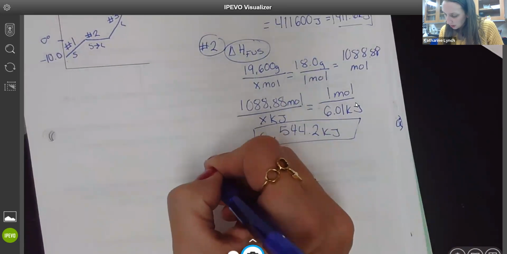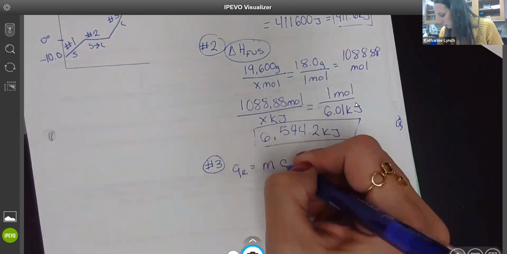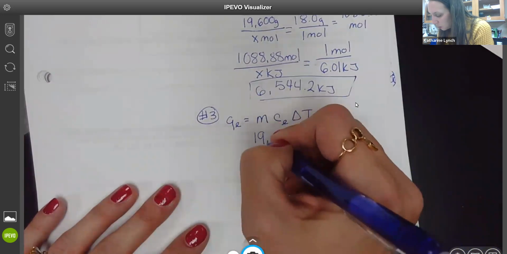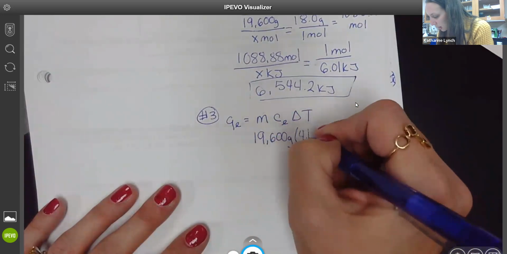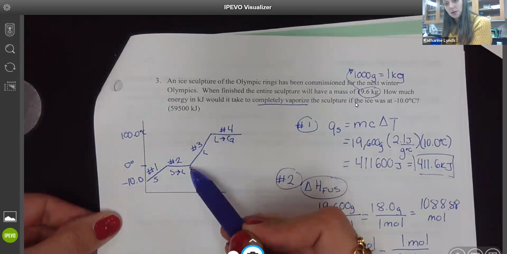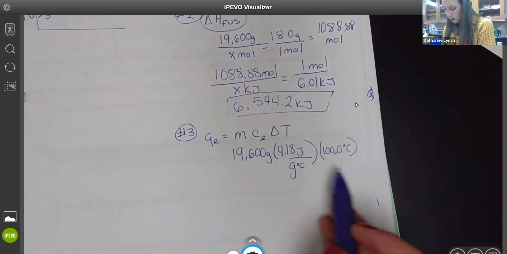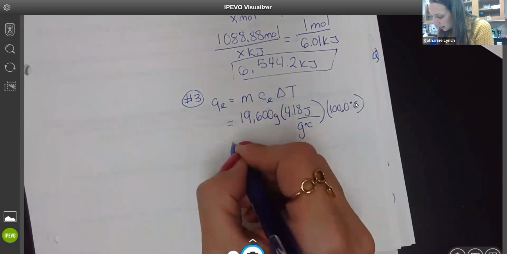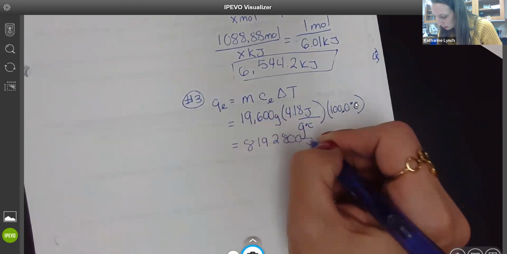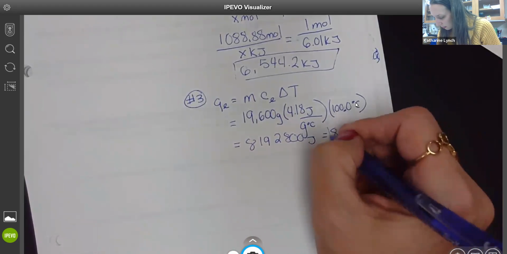All right, let's do section 3. This one is going to be Q of our liquid water: mass of our liquid water, specific heat of our liquid water, delta T. I already know my mass in grams. I know my specific heat, this one I know off the top of my head. And my delta T, 100 minus 0, gives me a delta T of 100 degrees Celsius. Multiply this through, another really big number here, folks. The energy of the liquid is going to be 819,280 joules, or 8,192.8 kilojoules. I'm going to round all my sig figs at the end.